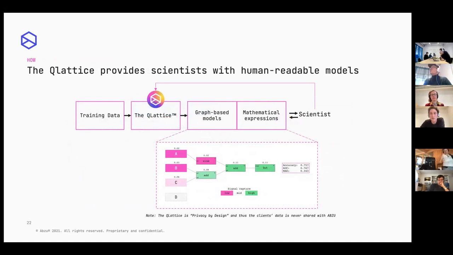What Lüge and Valdemar will show you now is sort of a typical workflow with the QLattice and the data scientist type of person. We have a training data set that we feed into the QLattice. We generate a set of graph-based models that can also be expressed as mathematical expressions. And then Lüge and Valdemar will talk you through a mock workflow. How do you explore these models? What do you get out of them?